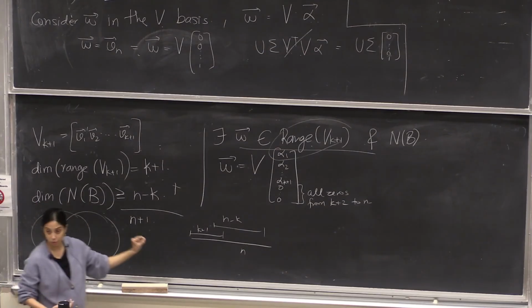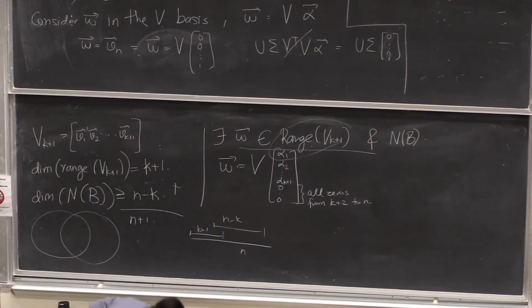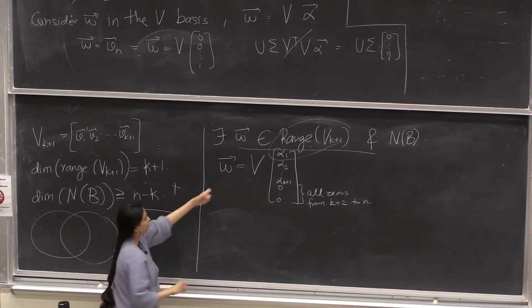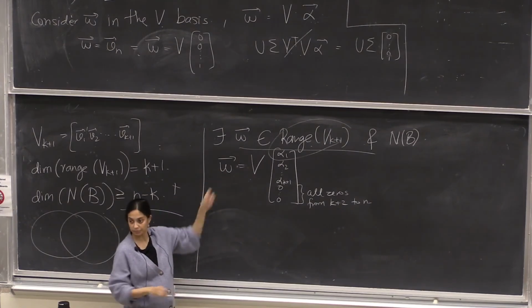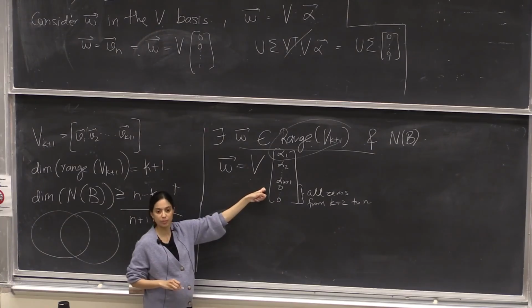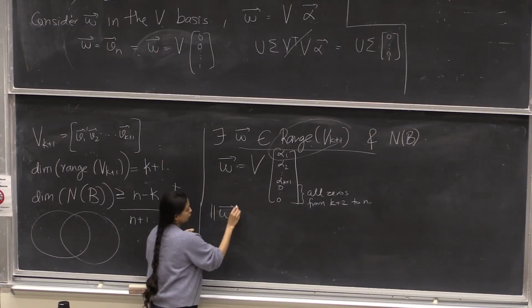So now we're almost done. So what we have here is we know now that W is a unit vector. Okay? Therefore, alpha must also be a unit vector, right? Because V is orthonormal.